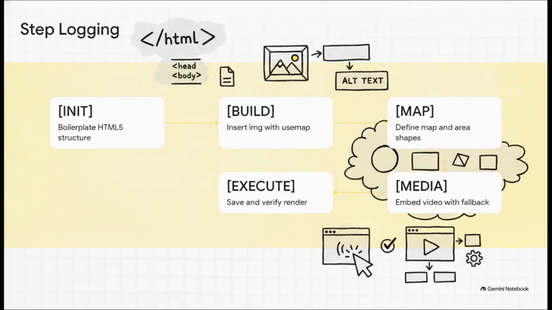To make sure you execute this flawlessly under pressure, I want you to treat this NIELIT portal step logging procedure like a strict pre-flight checklist. Step 1. Initialize your boilerplate HTML5. Step 2. Build your image tag and never forget your alt text and your useMap attribute. Step 3. Define your map and plot your area shapes. Step 4. Embed your video container, complete with those fallback source tags. And finally, Step 5. Execute, save the file, and verify every single click and play button right in the browser.